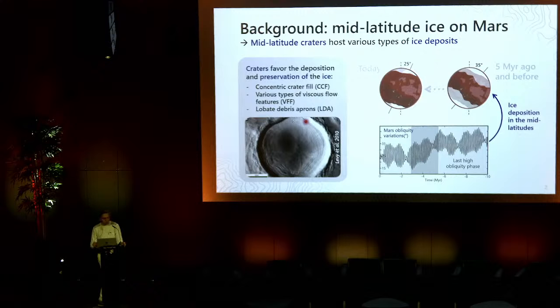So today we observe a lot of traces of this water ice, mostly in craters, in different forms. And it's really important to understand the chronology of deposition of all these different deposits that I described here, the concentric crater fill and all other types of glacier, because they could give us valuable information about the chronology of the climate at the surface of Mars.